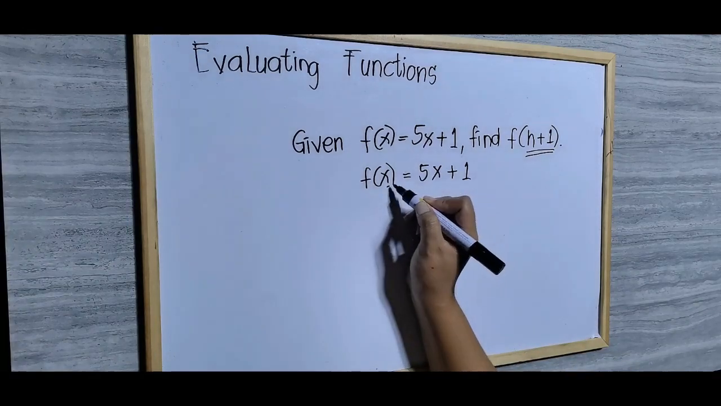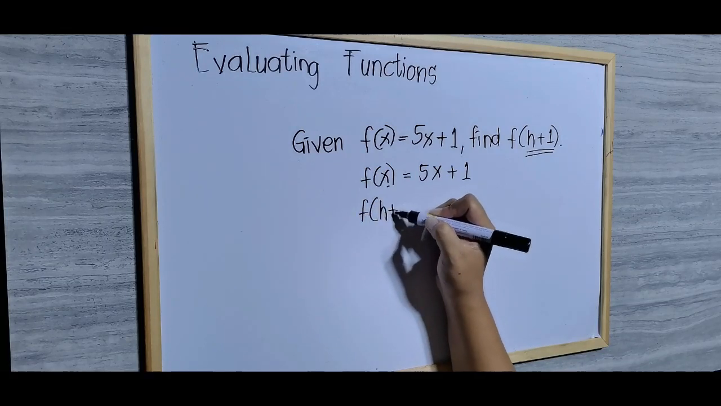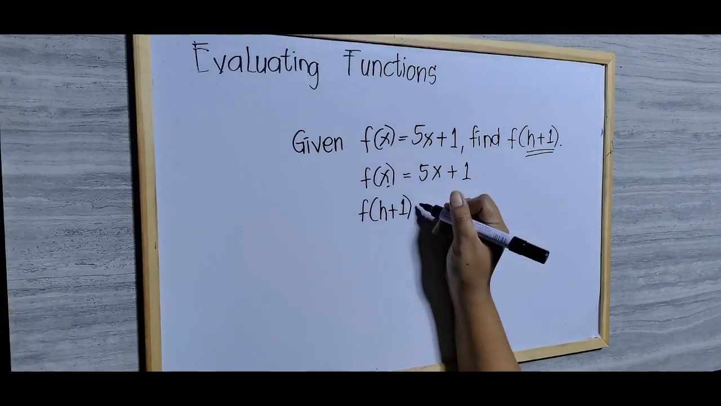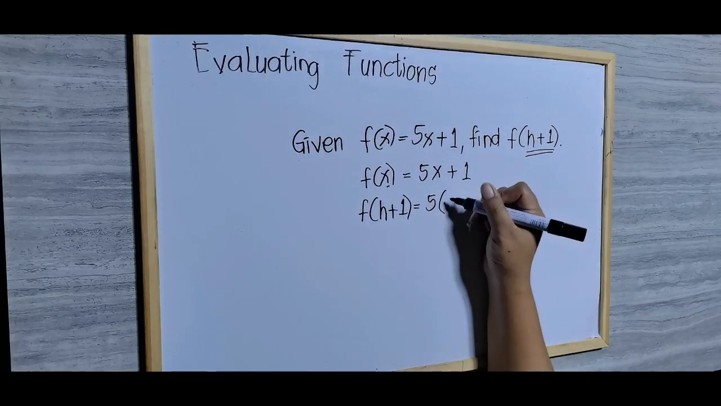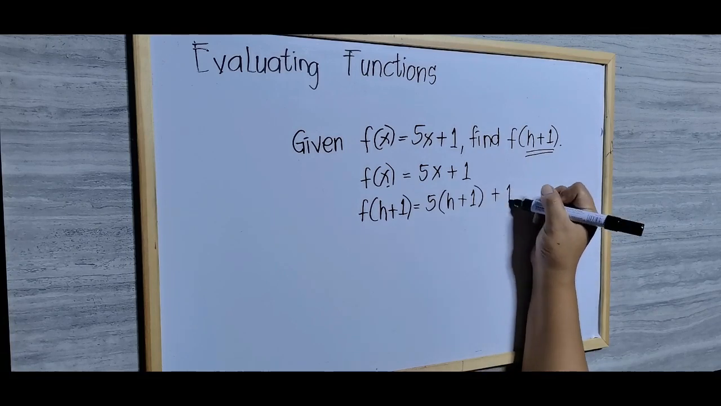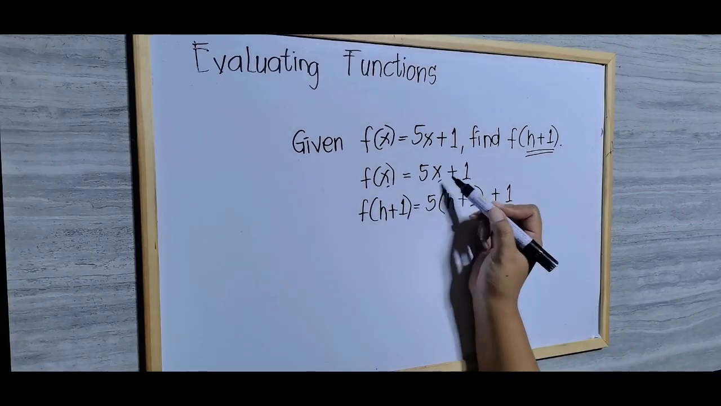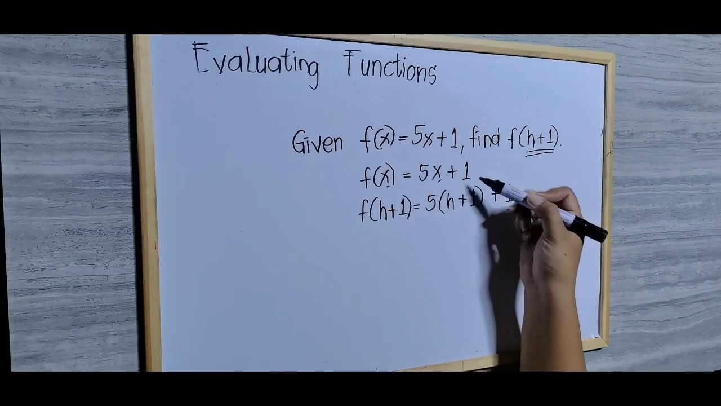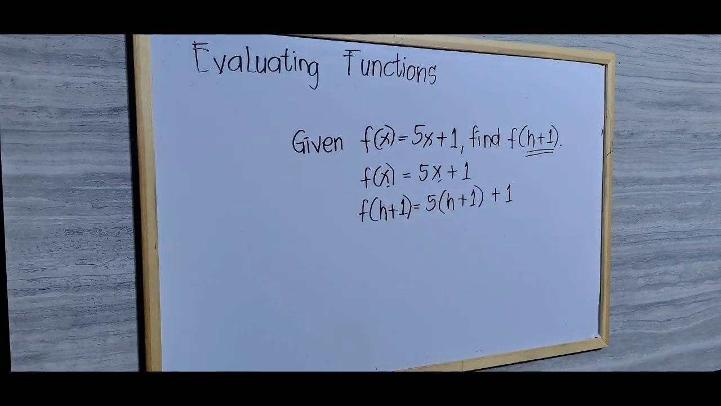So, yung x natin dito ay magiging h plus 1. So, it will become f of h plus 1. So, that is now equal to 5 multiplied by h plus 1 plus 1. Okay. Kung mapapansin nyo dito, mga anak, si x, dun sa ating given function, napalitan siya ng h plus 1. And then, itong positive 1 ay nanggaling dito sa original function.